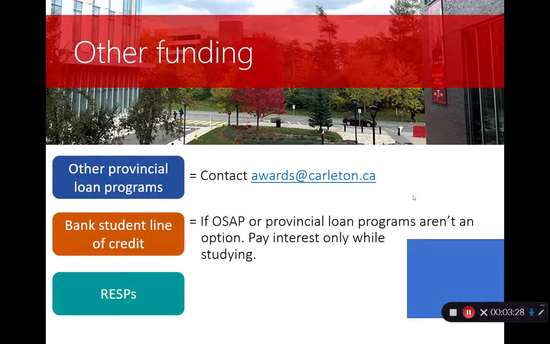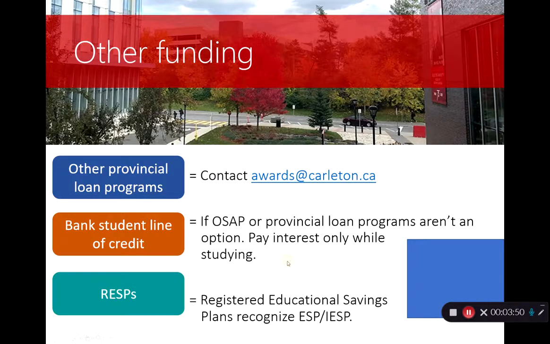Bank student lines of credit are another option for funding the program. If OSAP or provincial loan payments aren't available to you, then you may want to talk to your bank about a bank student line of credit. A bank student line of credit does work differently than a provincial loan program, so it's best to go and ask the questions. Typically you're only paying the interest while you're studying, and you're not heading into repayment until after you've graduated. Finally, RESPs: if your parents or other family members have set up a registered educational savings plan, most plans will recognize the program without any problem.